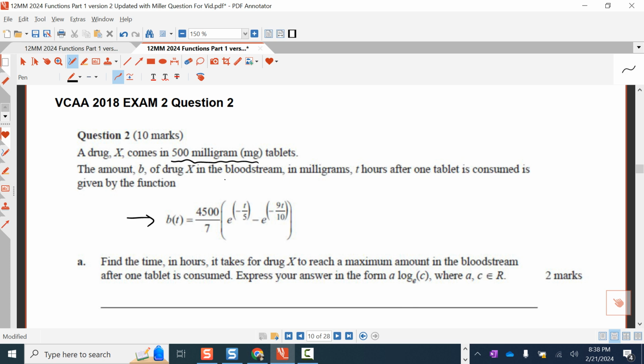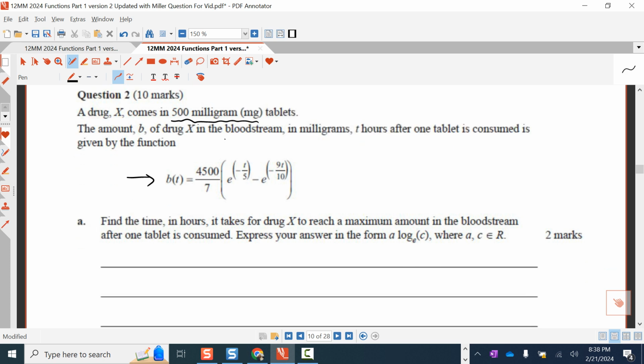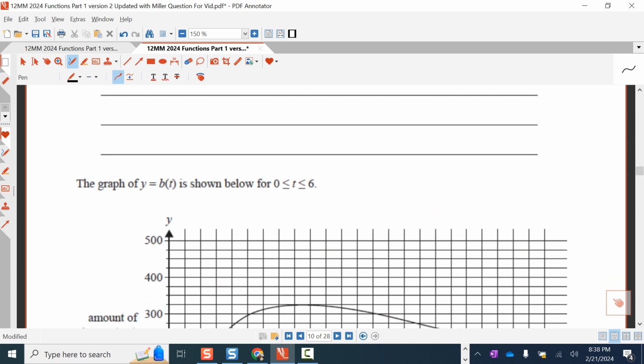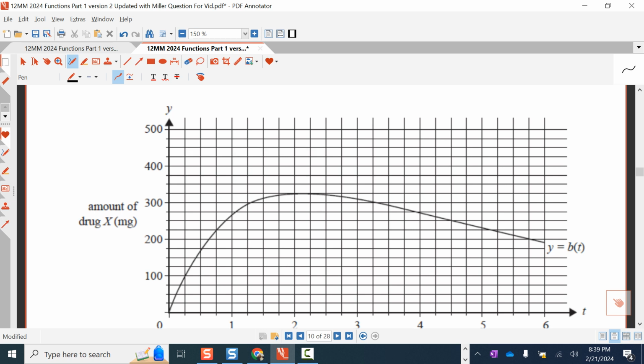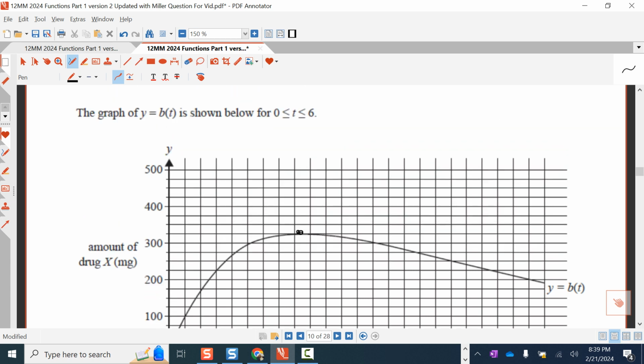So what we're going to do first of all is find the time in hours it takes for drug X to reach a maximum amount in the bloodstream after one tablet is consumed. And answer, so the time in hours. So let's just have a look at the graph. So they give us the actual graph. So we're looking for the maximum value, which is somewhere around about here.